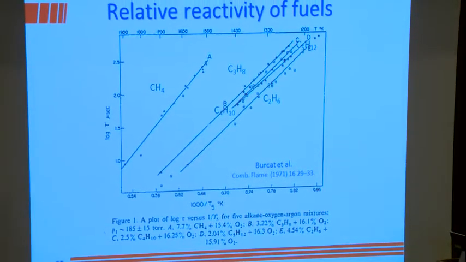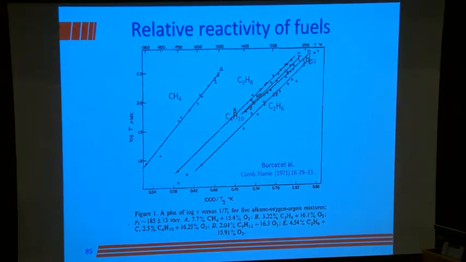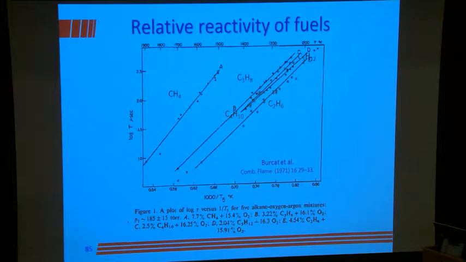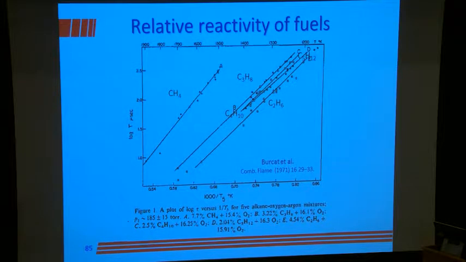And then this is just showing you again that slide and reminding you about the relative reactivity of the fuels and the production of H atoms. I spoke about that the other day. There's no point in going into it again. But it's the same argument.